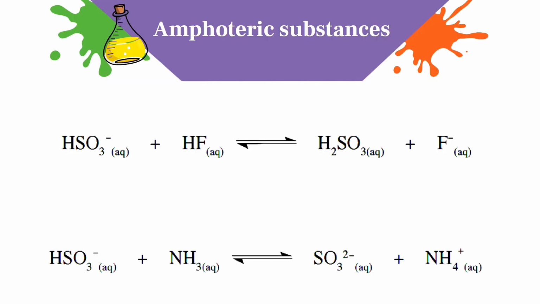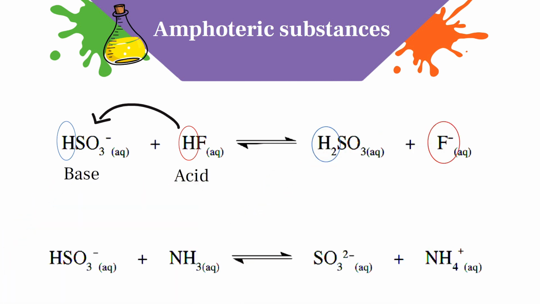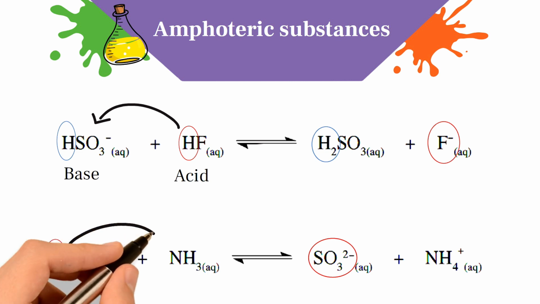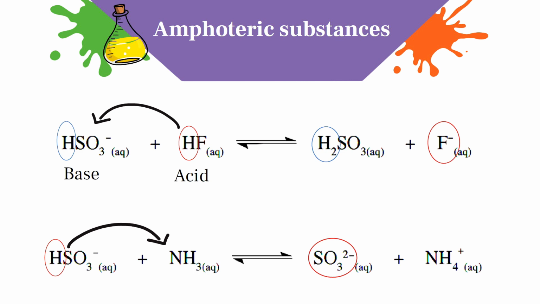Let's consider the behavior of the HSO3- ion in the following 2 equations. As we can see, HSO3- has the behavior of a base in the first reaction because it accepted a proton from the acid. While in the second reaction, HSO3- has the behavior of an acid because it donated a proton to the NH3 molecule. So the HSO3- ion is considered to be one of the amphoteric substances because it can react as an acid or as a base depending on the substance it is reacting with.